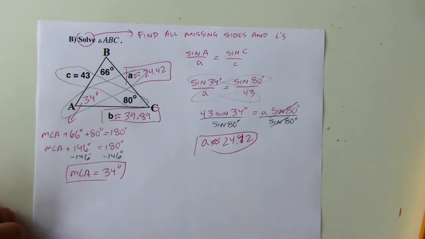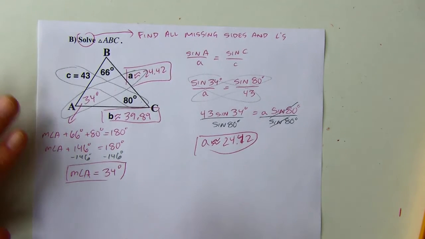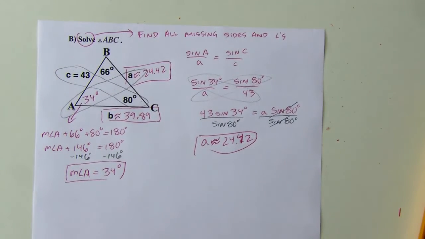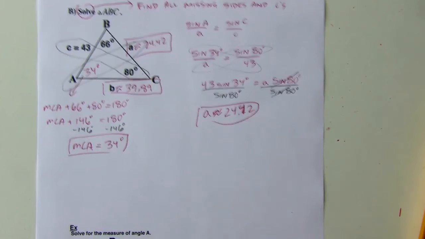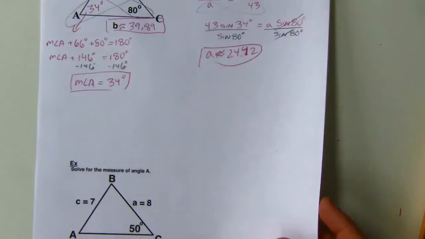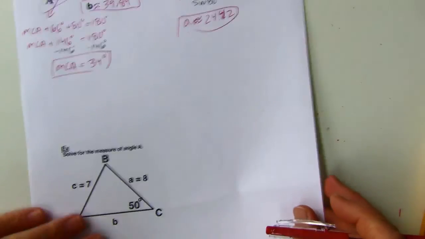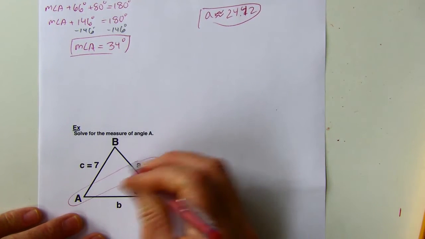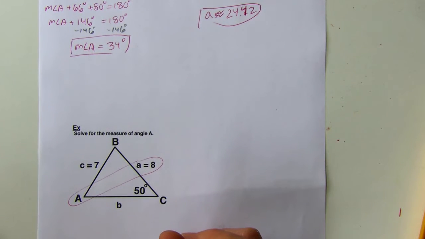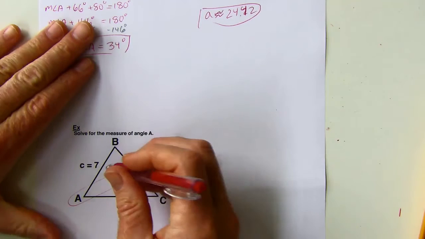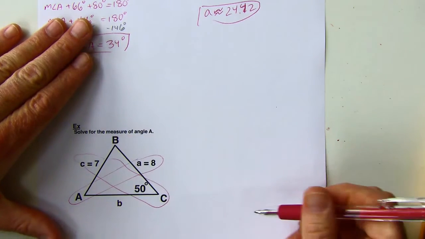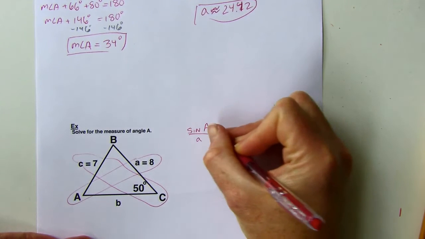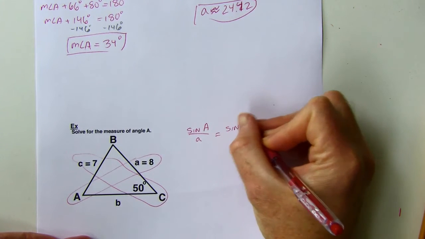All right, let's try one more. I'm not going to ask you to solve the whole triangle on this last one. It's just going for one of the angles. Okay, so over here, I'm going for angle A, so I definitely want to use the A's. And then I want to use either the B's or the C's. Well, B's, I don't have either of them, so let's use the C's. I'm going to set the A's and the C's equal to each other again. So sine of A over side A is going to equal the sine of angle C over side C.